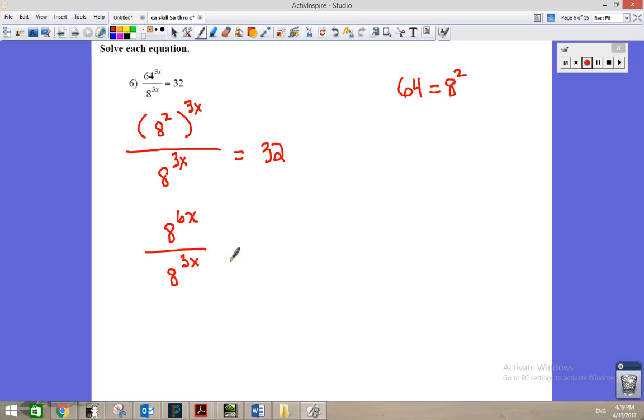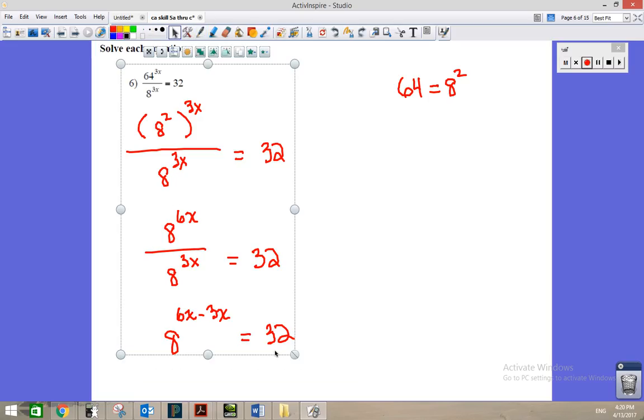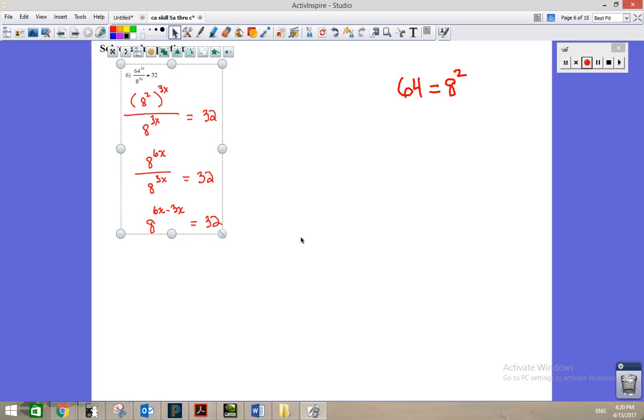I have division. I have this 8 to the 6x being divided by 8 to the 3x. I can write this with a single base if I take this exponent that's in the numerator and I subtract from it the exponent that's in the denominator. Alright, so we are accomplishing something. This equation is becoming less complicated. It was a fraction, and now it's not even a fraction anymore. And we have this 8. And 6x take away 3x is 3x.